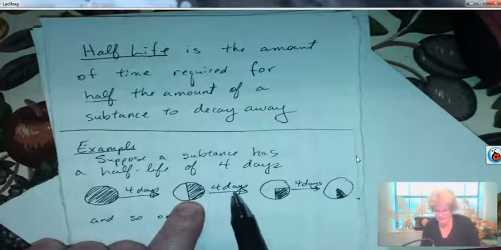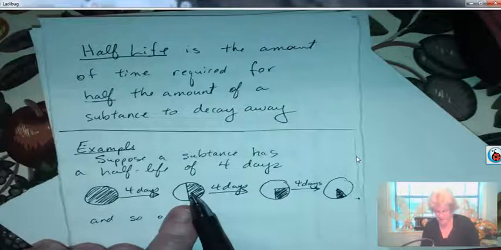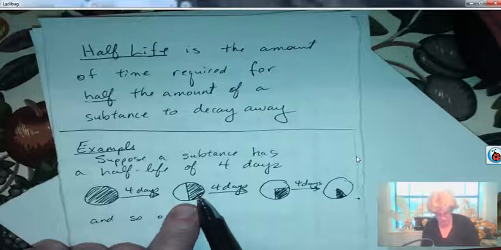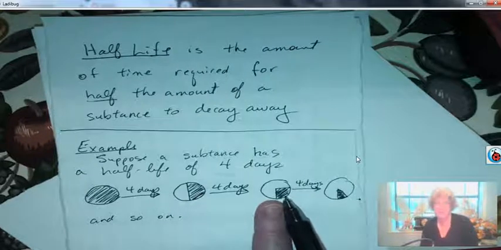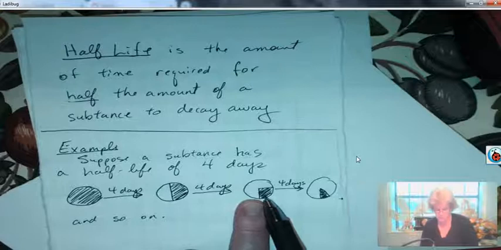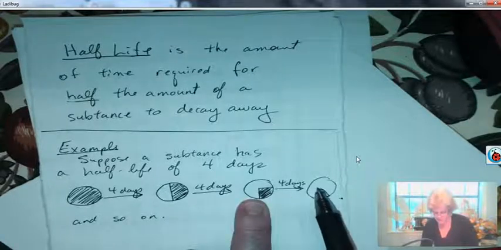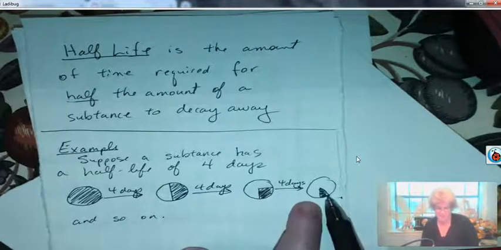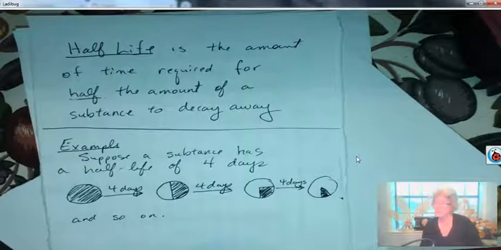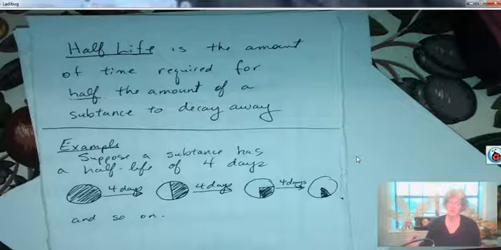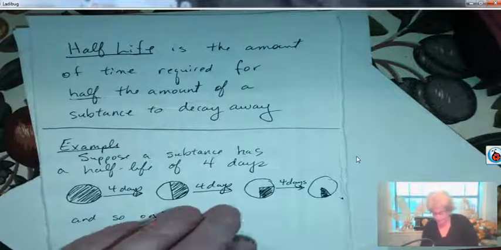Then in an additional 4 days, you'll have half of what you had here. So that's what you have in an additional 4 days. And 4 days hence, you'll have half of this, and so on. And that's how it works. And so you can see it will take a lot longer than 8 days for all of that to be gone. That's how half-life works.